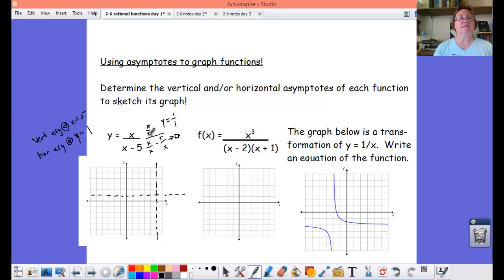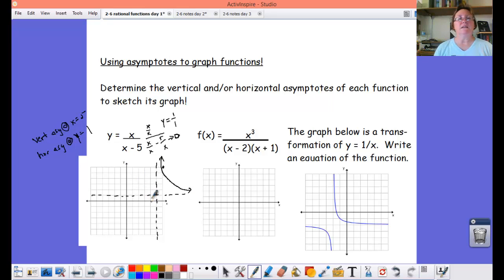When x is 6, this would be 6 over 1. So when x is 6, y is 6. That's up here. When x is 7, 7 over 2, that's 3.5, so it's dropping. This branch is in that place. Okay, I only plotted a couple of points, but I know that that's enough to get me the shape.